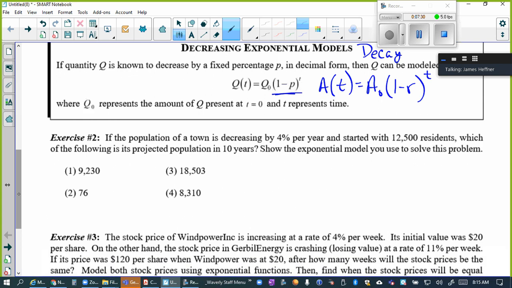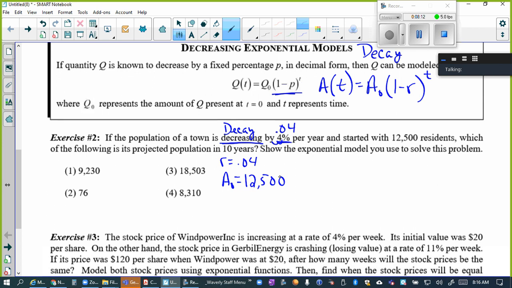If the population of a town is decreasing, what does that word tell you about which formula we're going to use? That's decay. That is decay by 4%. Here's our decay rate. What would that be as a decimal, that 4%? 0.04, right? Because you got to move it twice. Per year. And they started with 12,500 residents. That sounds like A naught, right? So we have an R of 0.04. We have an A naught, an initial amount of residents at 12,500.